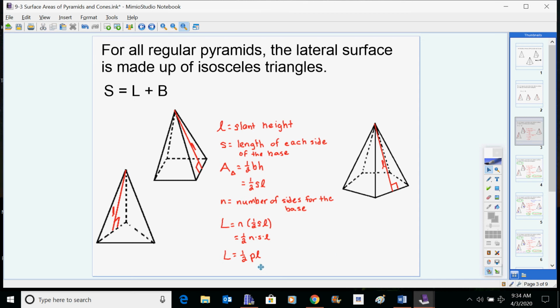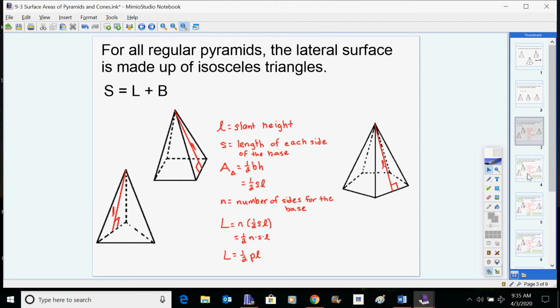wait, where did P come in? Oh no, P is perimeter. So think about it: N times S, the number of these pieces times the length of the side, is going to give you the perimeter. So our formula for the lateral surface area is 1/2 of the perimeter times the slant height. This part is the formula that you need to write down right here. We have L is 1/2 of the perimeter times the slant height.